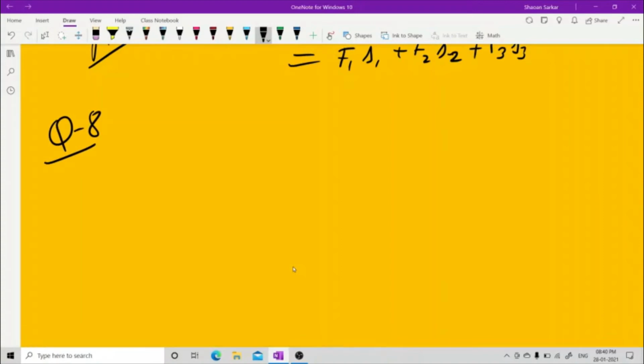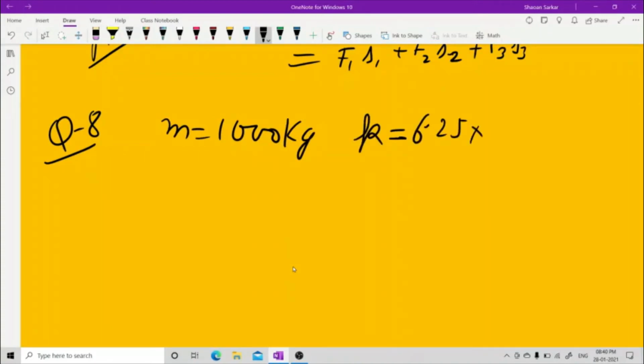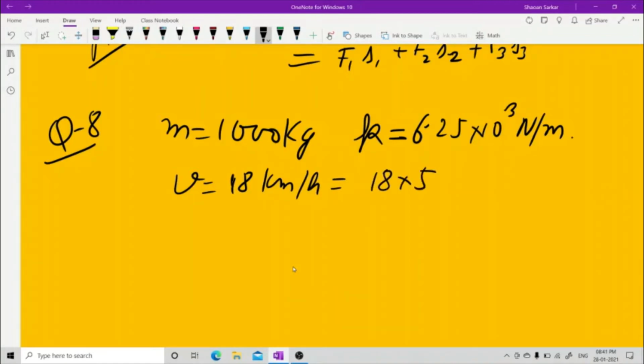They are saying m is given to be 1000 kg, that is the mass of the car, and the spring constant k is given as 6.25 into 10 to the power of 3 newton per meter. The velocity is 18 kilometer per hour. To convert kilometer per hour into meter per second, you do 5 by 18 multiplication, and from meter per second you do 18 by 5 multiplication. So now this will be 5 meter per second.